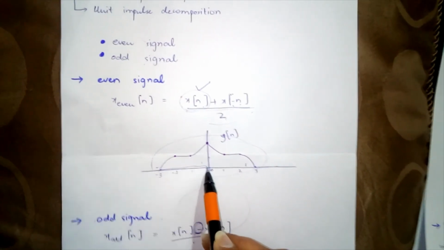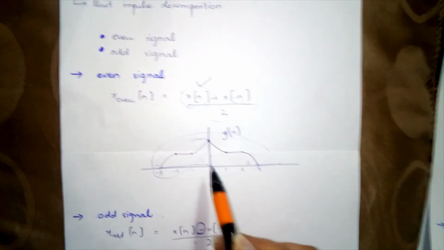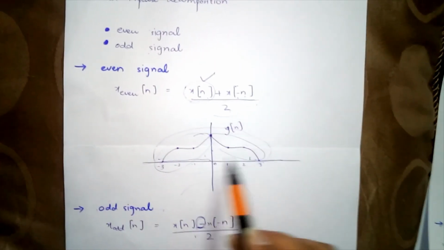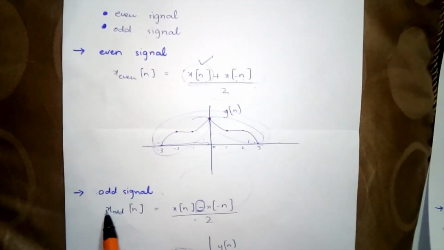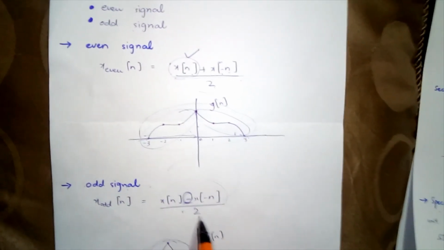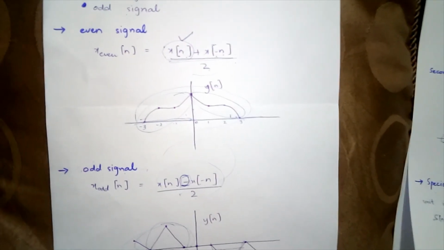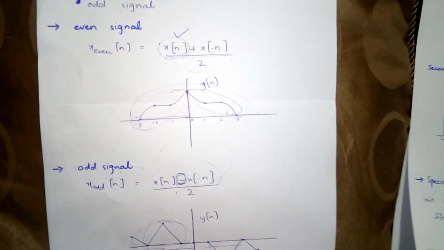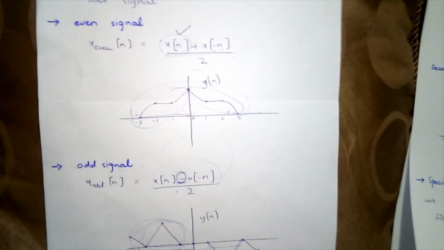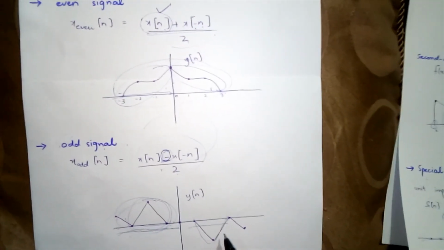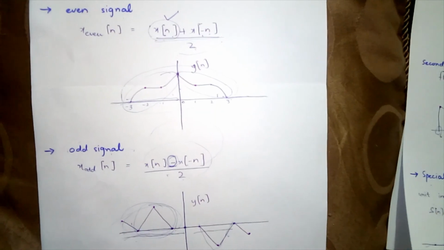In an even signal, at the negative side the signal is this, and at the positive side it is the mirror image of the negative side. In the case of an odd signal, the formula is the same, but with a negative sign. If at the negative side this is the signal, then at the positive side the signal is inverted. So this is all about today's lecture.